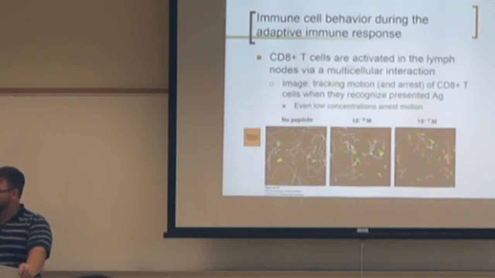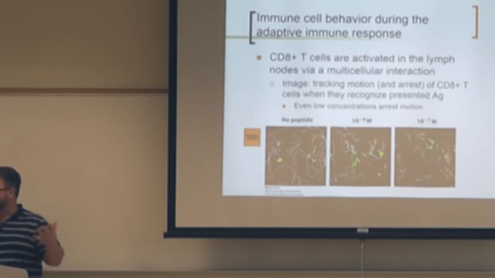So, CD8 T cells are activated in the lymph nodes. Now we looked at B cell activation, they needed CD4s. Here now, how do we get CD8 T cell activation? Here we can look at the motion and arrest of a CD8 T cell when they recognize an antigen, even at low concentrations.